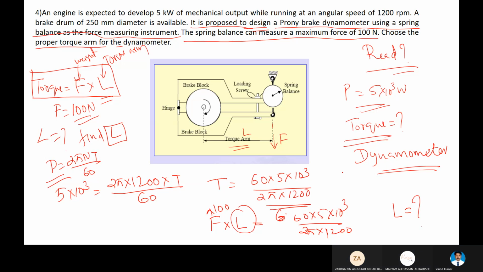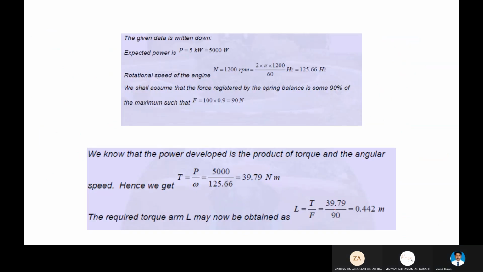0.39. So L, the length of the arm, is equal to 0.39 meter, correct? Yeah. The answer is 0.3979 meter. The torque is 39.79.